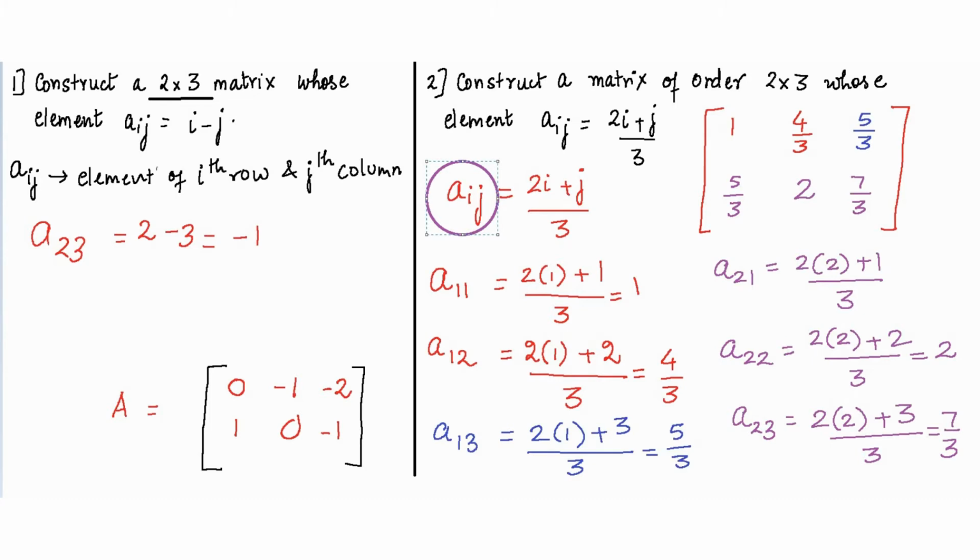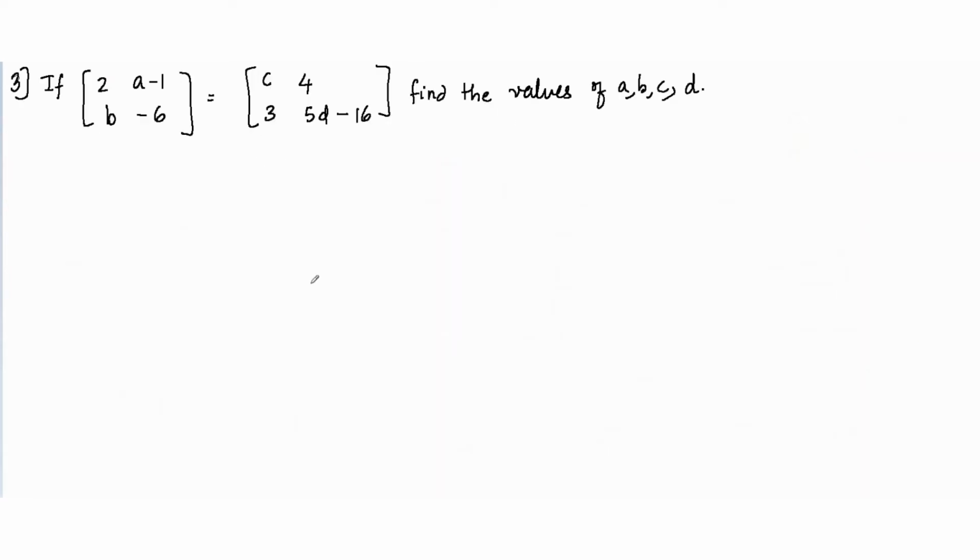Okay, let's move on to the next one. Consider the following question. If the matrix which is given on the left side is equal to the matrix on the right side, find the values of a, b, c and d. Because these two matrices are equal, their corresponding elements have to be equal. So let's note down that as an important reason.